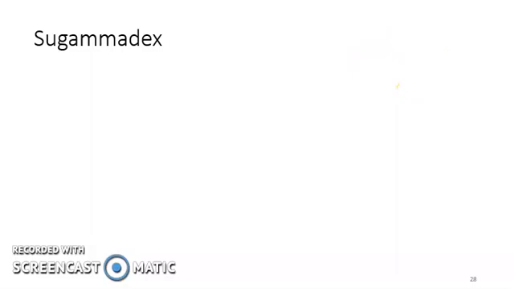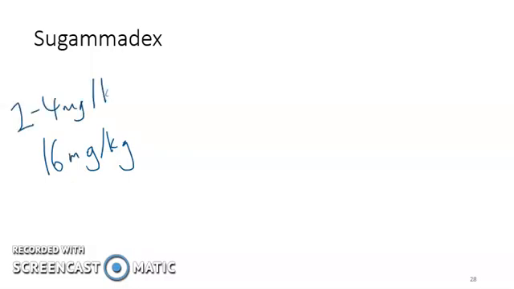And for immediate reversal of neuromuscular blockade caused by rocuronium, we usually give by IV injection for adults 16 milligrams per kg. So this is for immediate reversal, but the standard one is 2 to 4 milligrams per kg.